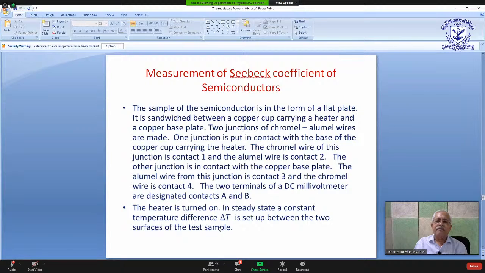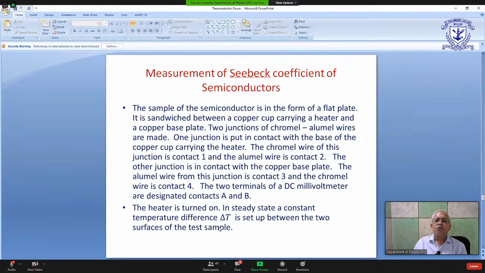For the measurement which we are going to discuss, the semiconductor sample is taken in the form of a thin, flat plate, and this plate is sandwiched between a copper cup, inside which there is a heater, and on the lower face of the sample, another copper plate forming the base. So the upper surface of the sample will be heated, and the lower surface will not be heated. It will be in contact with a copper base plate.